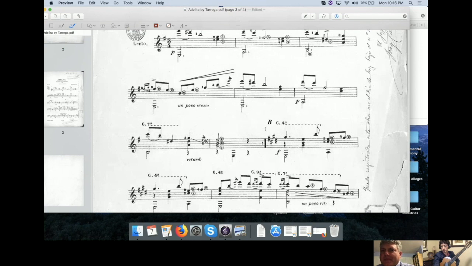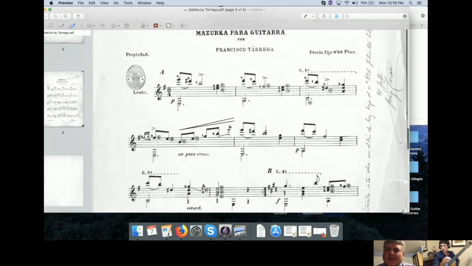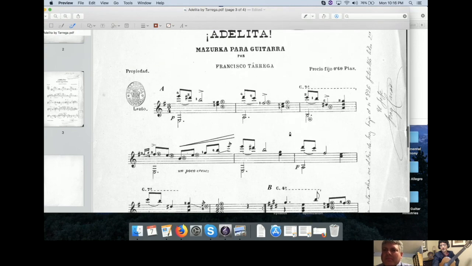And Chopin is probably the champion of mazurkas in classical music, and Tárrega was really influenced by Chopin. Tárrega actually transcribed a lot of Chopin's music, including some mazurkas. So there's definitely some residues of Chopin in this mazurka.